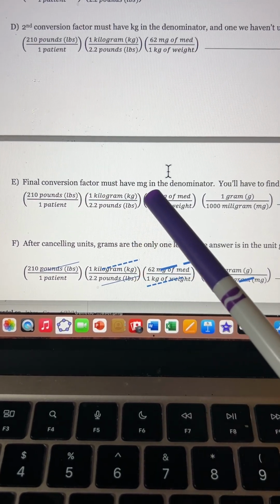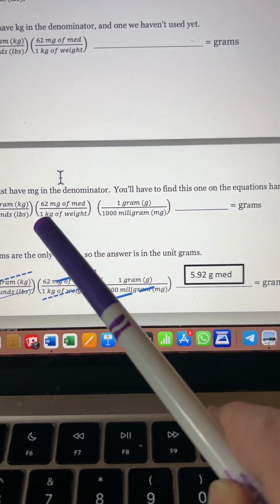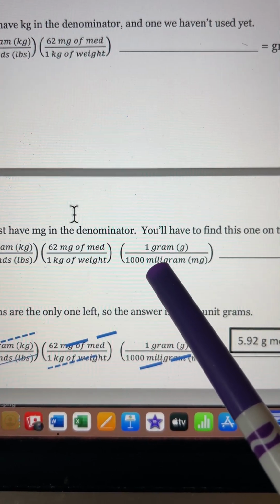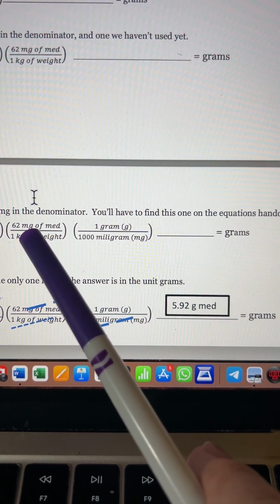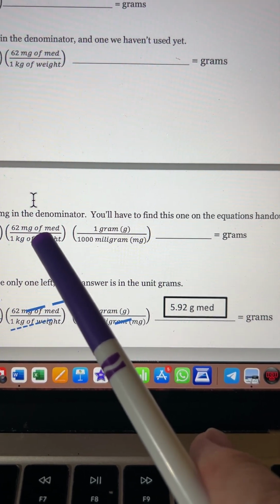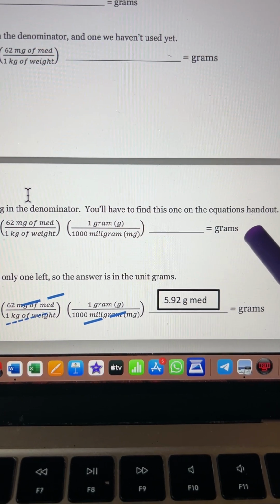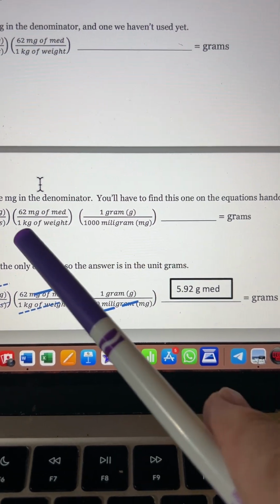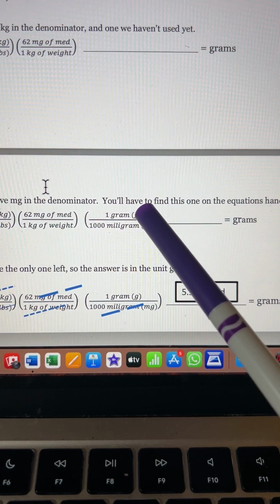The final conversion factor must have milligrams in the denominator. You'll have to find this one on the equation handout. So notice that we have milligrams on the top. We need milligrams on the bottom. Well, that isn't given in the problem, but here's how to figure it out. Look, we have milligrams, which is a weight in the SI units, and then you have grams. So that's your medical mass unit. So hopefully that's the clue to look in your conversion factor or your conversion sheet. Put milligrams on the bottom, put grams on the top.